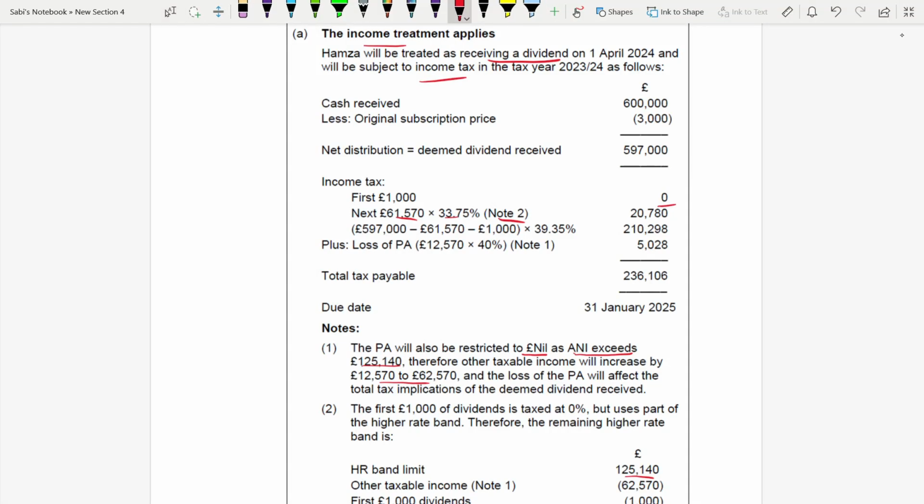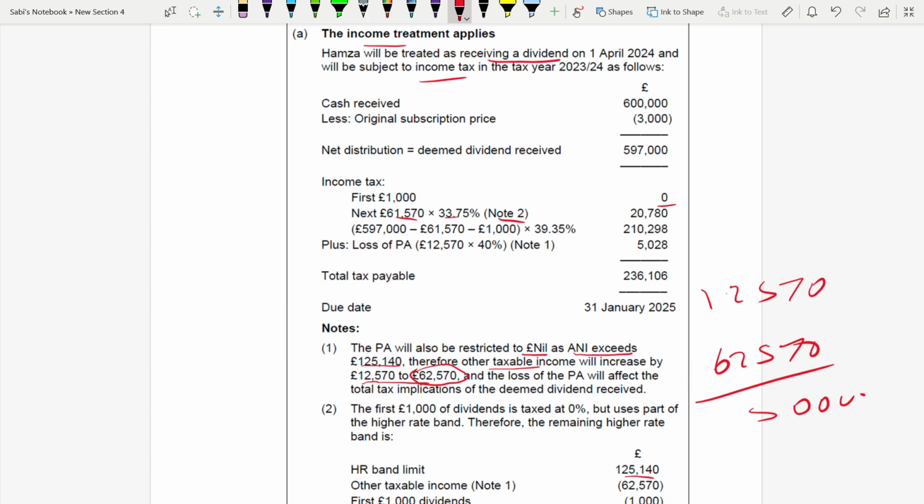Okay, that's how you get 570 from 12,570. The difference is 50,000. That 50,000 is employment. So the other taxable income is just 50,000. With this personal allowance, you are not getting it. You are losing it, and you have employment income, so your taxable income will increase to this much. Since you are not getting any personal allowance, it will be reduced to nil.